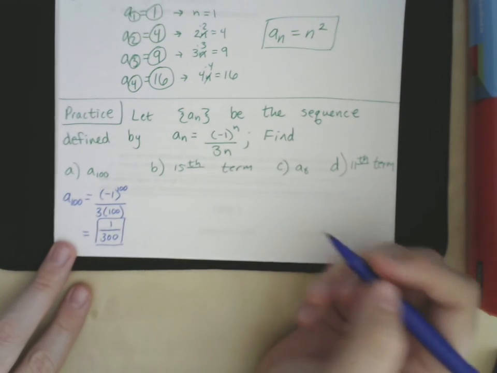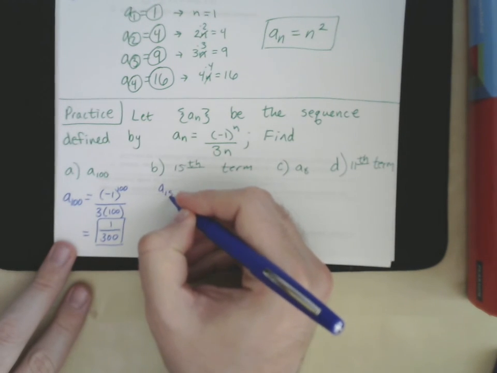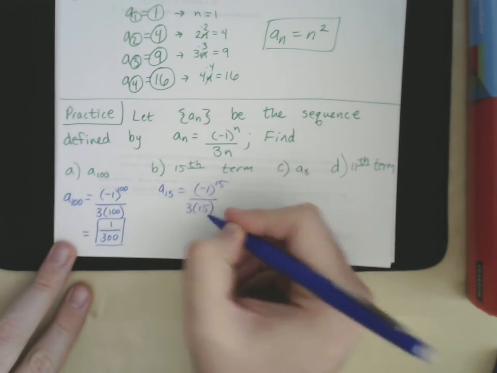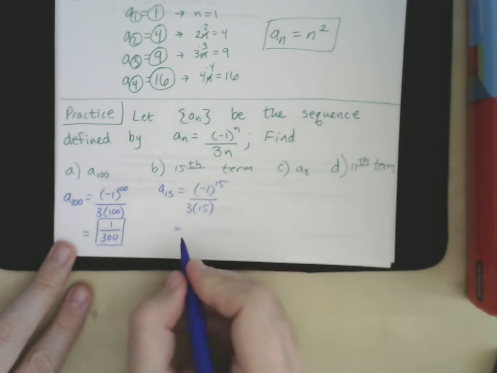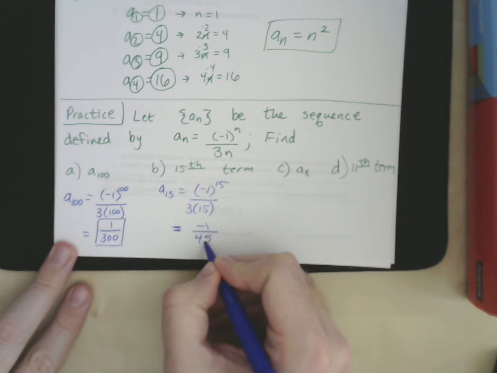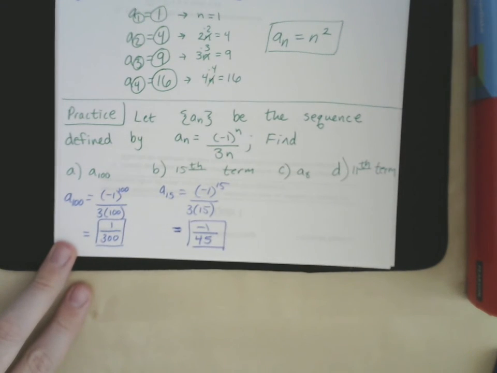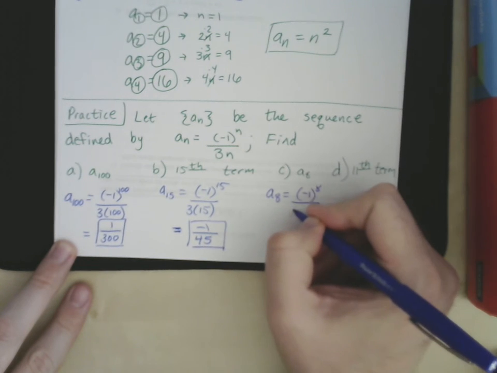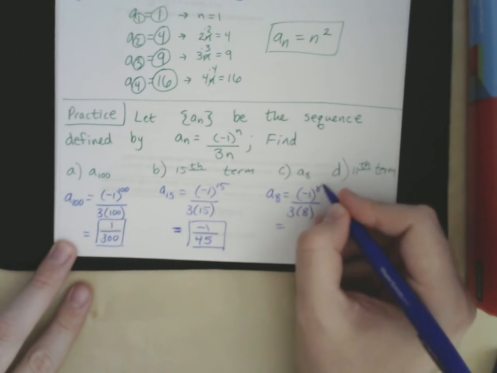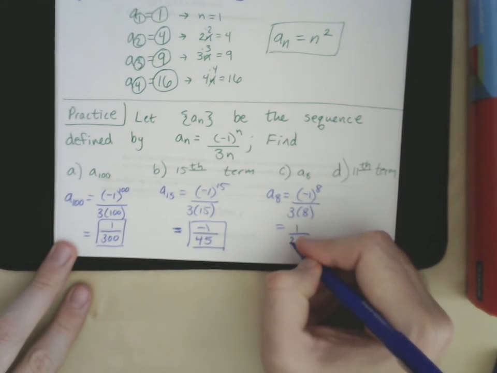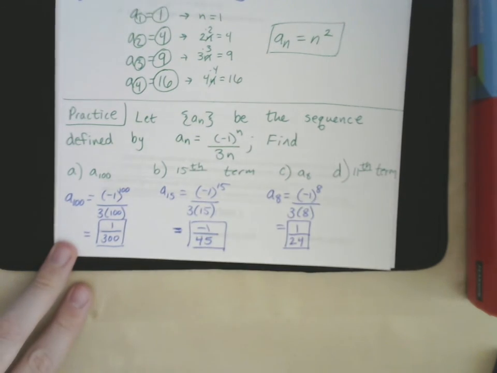Part B, the 15th term is a sub 15, which is (-1) to the 15th power over 3 times 15. (-1) to an odd power gives us -1. 3 times 15 is 45. So our 15th term is -1 over 45. Part C, a sub 8 is (-1) to the 8th power over 3 times 8. Again, (-1) to an even power gives us a +1. 3 times 8 is 24. So our answer here is 1 over 24.